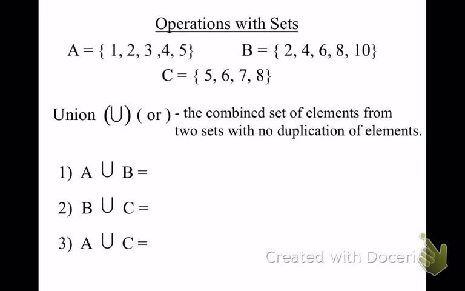So our unions, we're looking at A union B. That means we are combining, without the duplicates. So what would be in that set? A union B. Shoshi. Would it be 1, 2, 3, 4, 5, 6, 8, 10? Yep. We're just combining.